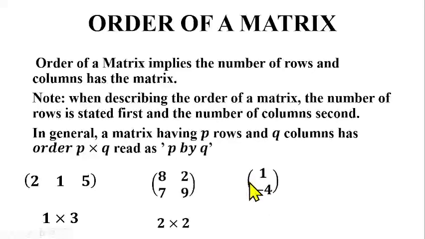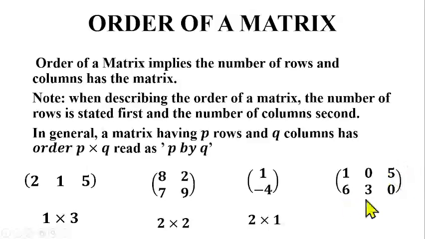So how many rows, how many columns has this matrix? We have the first row, we have the second row, and it has only 1 column. So that means the order of this matrix is 2 by 1. That is the order of this matrix. Let's see another one as well.